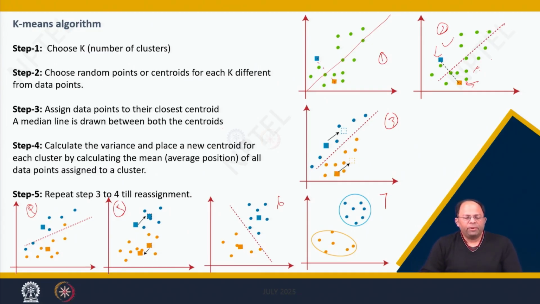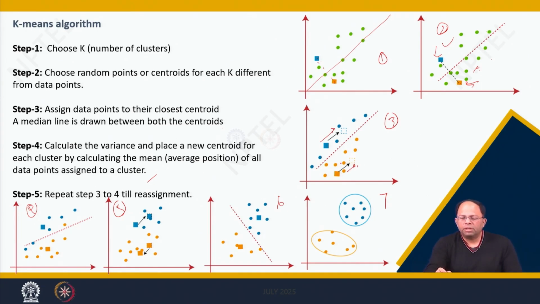Now step 4 is to calculate the variance and place a new centroid for each cluster by calculating the mean, or the average position, of all data points assigned to a particular cluster. So we measure the variance also. That's a score measure to show how good the clustering is, and then we also calculate the mean and we move the cluster centroid from here to here, and similarly this one moves over here. So these are the new centroids, right?